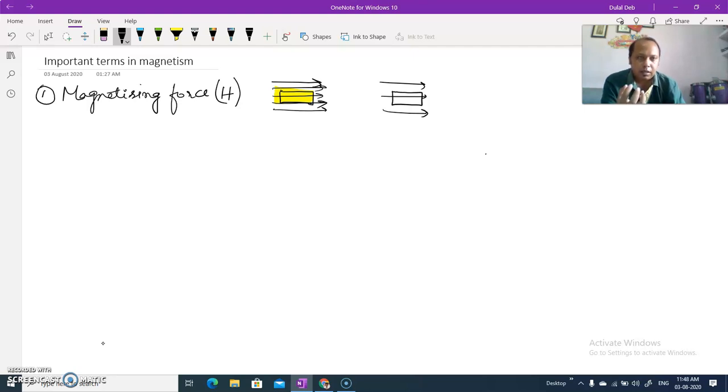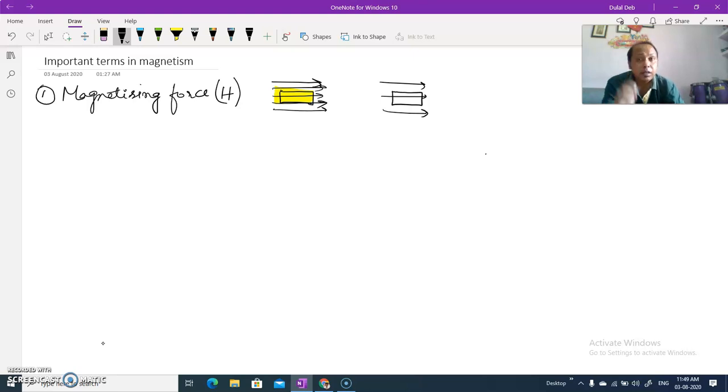Now magnetizing force is the property of a magnetic field which decides the extent to which the material will get magnetized when placed in the magnetic field. Always remember that magnetizing force is the property of the applied magnetic field which decides the extent to which a magnetic material will get magnetized.